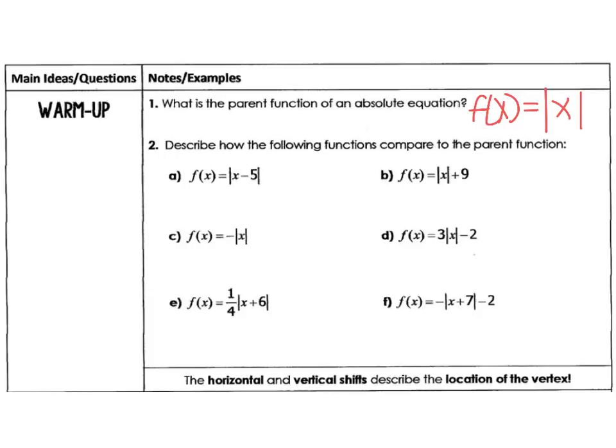Alright. Now, number two, we've got 6 different functions here, and I want you to describe how the following functions compare to the parent function we just wrote in number 1. So what I want you to do is pause your video and try to describe what is happening, how A through F compares to our parent function. What transformation is occurring? So go ahead and pause your video. When you come back, I'll have the answers written on your screen, and we'll go through it together.